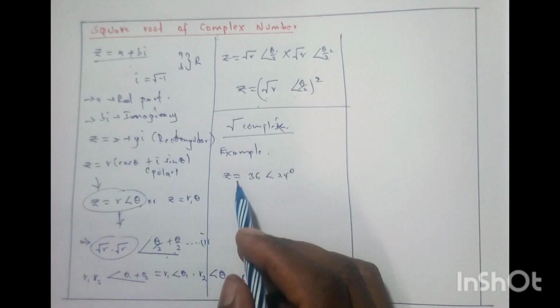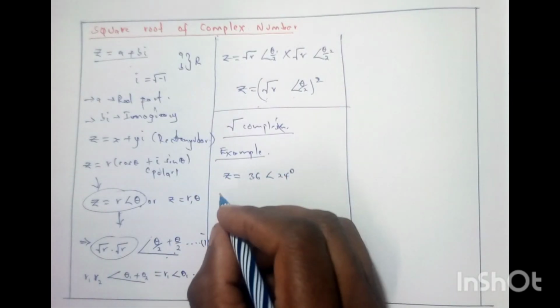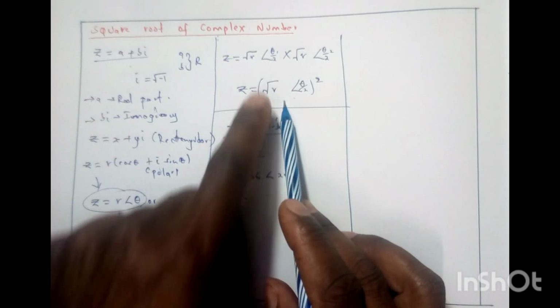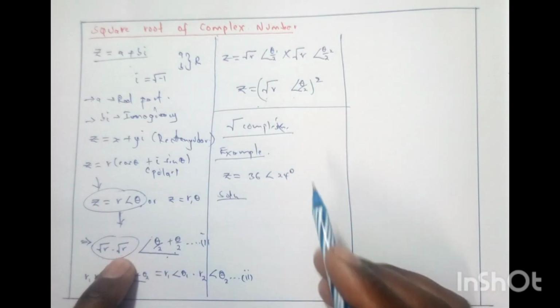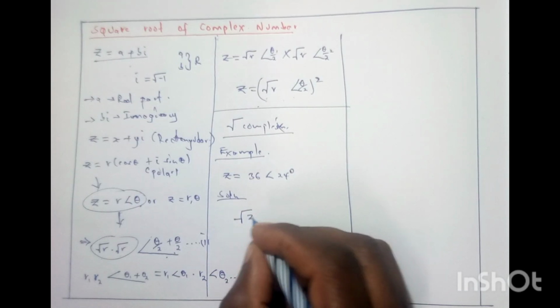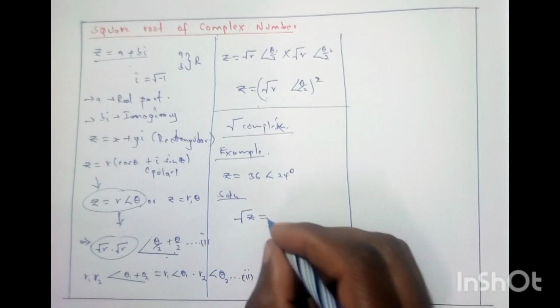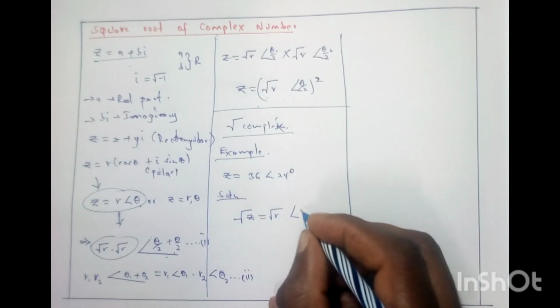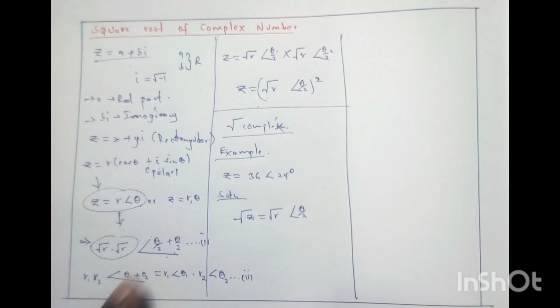So if we are required to find the square root of this specific number, then we are going to use this first one, whereby the root of this particular complex number is given as the root of r, which is the modulus, and then the angle theta over 2, given as such.